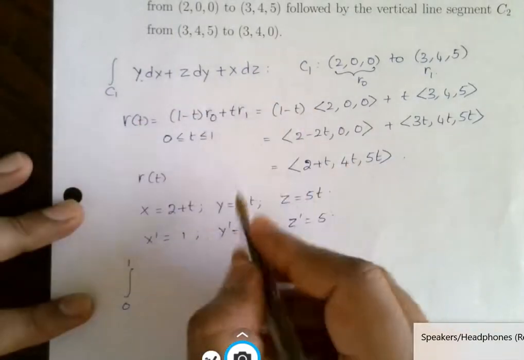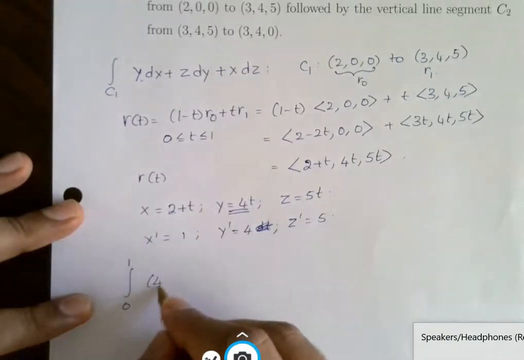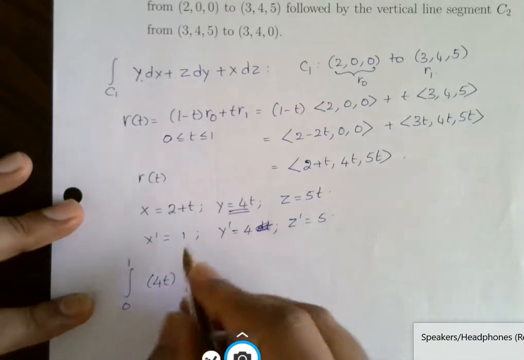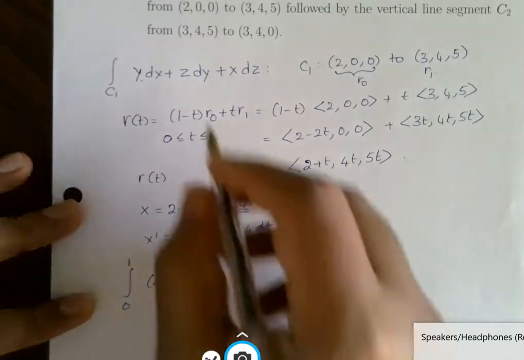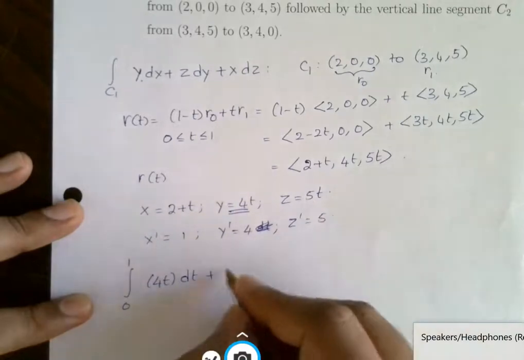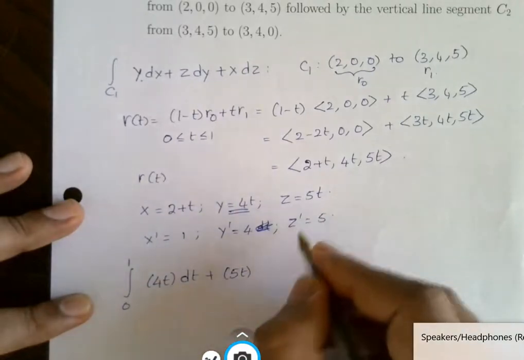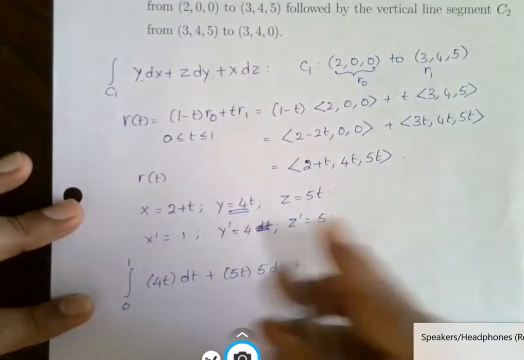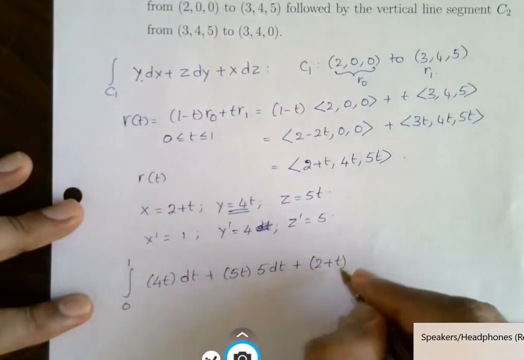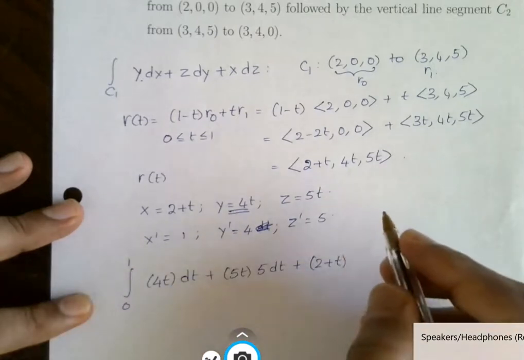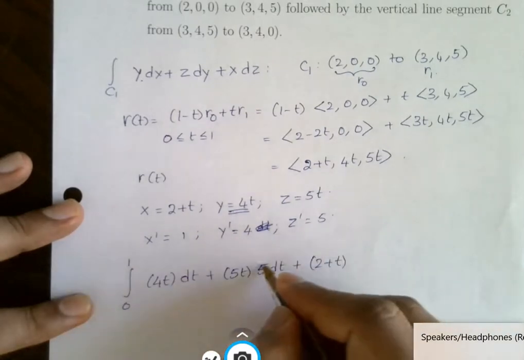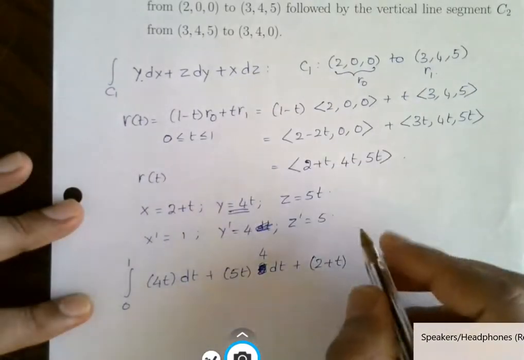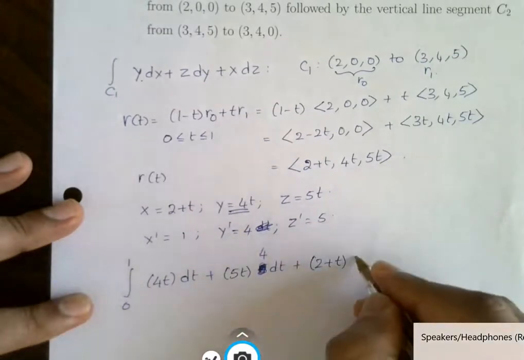Here y will be replaced with 4t, so I can write 4t. dx prime is 1, so dx is going to be just dt, plus z is going to be 5t, so that's going to be 5t. dz is going to be 5 dt, plus you have x is going to be 2 plus t, and dy is going to be 4 here. This is good, this has to be 4. x is going to be 2 plus t, and dz is going to be 5 dt from here.